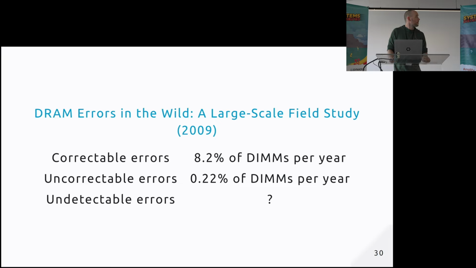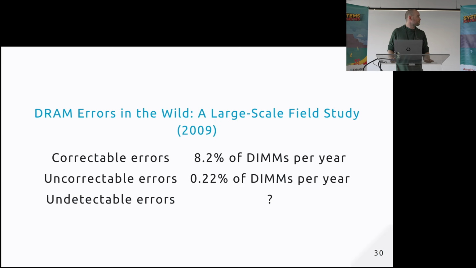And so Google found that, for every RAM stick, about 8.2% of them per year had correctable errors. About 0.22% of them had uncorrectable errors. And then we don't know how many had more bit flips than that because it can't detect those. But you can assume it's sort of in the same progression. So there's going to be a very small number.